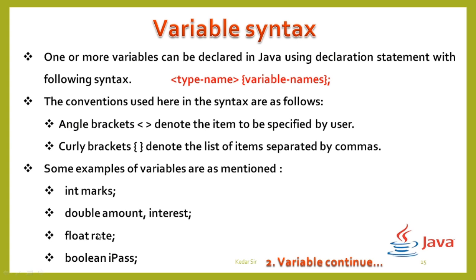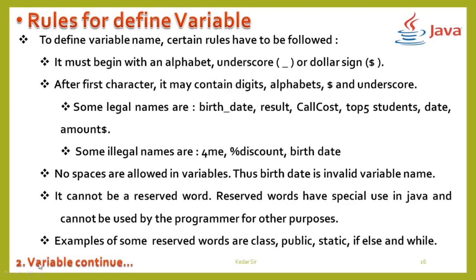Float, double, then boolean data type is passed. This way you define a syntax. After that you must follow the rules for defining a variable. To define a variable name, certain rules have to be followed by a Java programmer. If you do not follow the rules of defining the variable, it will generate a syntax error, and the syntax error is generated by your Java compiler.